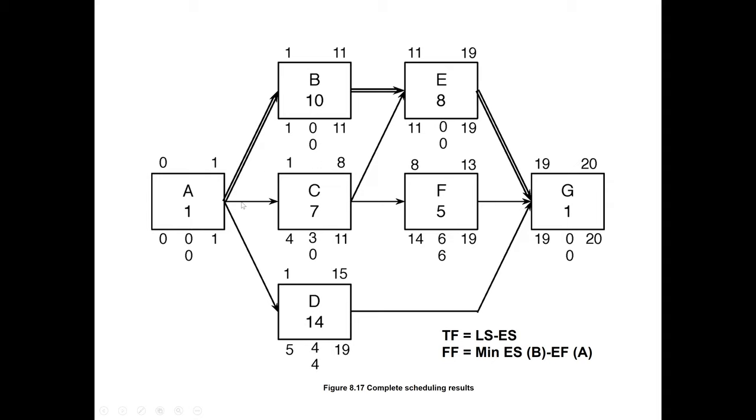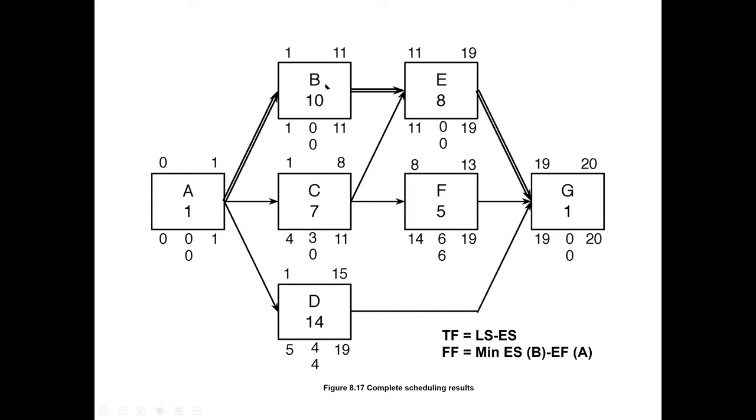Free float is a link between two activities. So it is the early start of the successor activity minus the early finish of the previous activity, but for the early start of the successor activity, we choose the lowest. In this case, A to B, A to C, A to D, the early start of the following is one, so one minus one, we get zero.